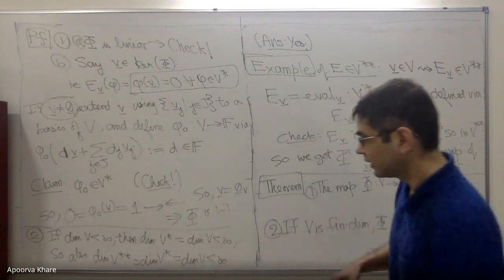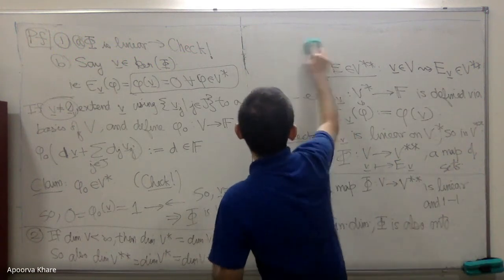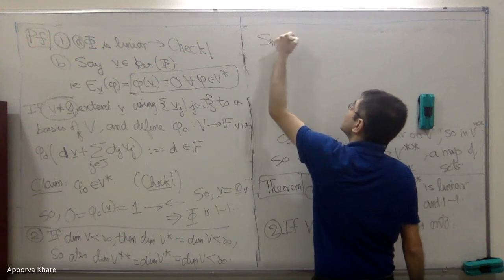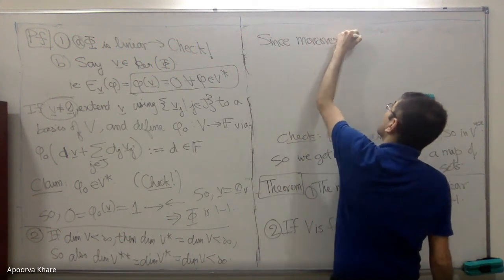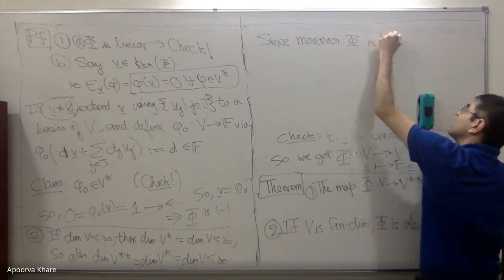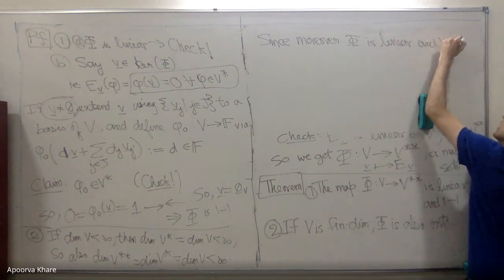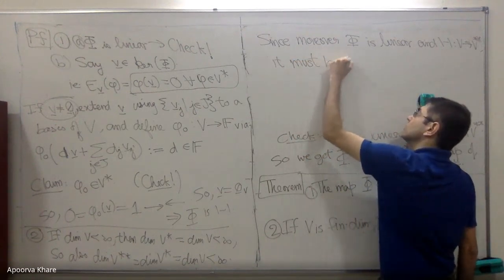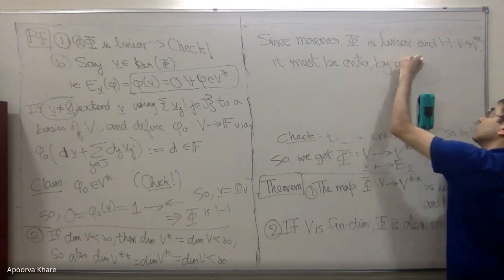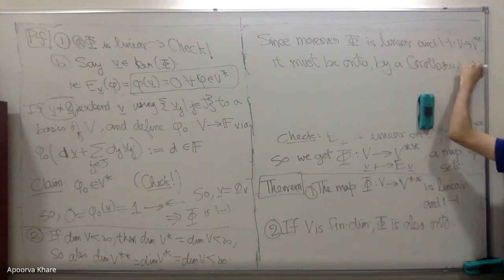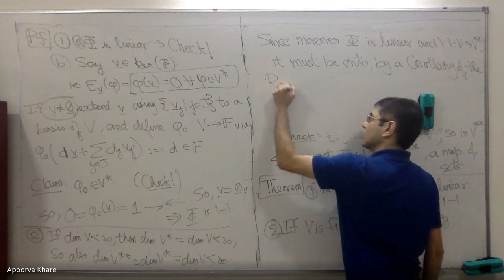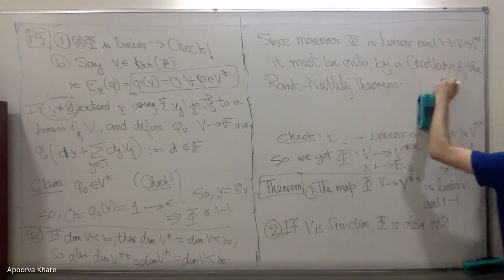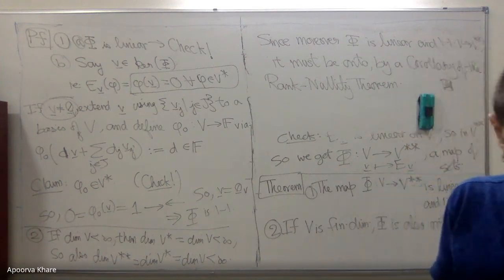And now because these two are equidimensional spaces and phi is linear between them, since moreover phi is linear and 1 to 1 from V to V star star, it must be onto by a corollary of the rank nullity theorem we saw in class. That makes sense. Okay, great. So that is that.